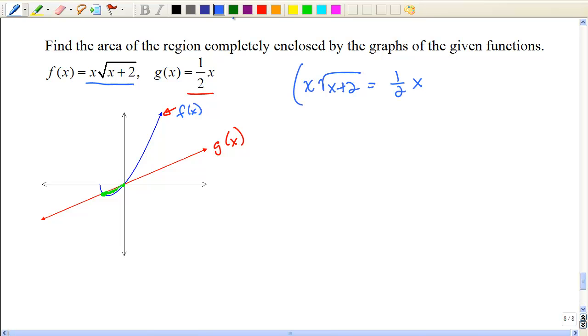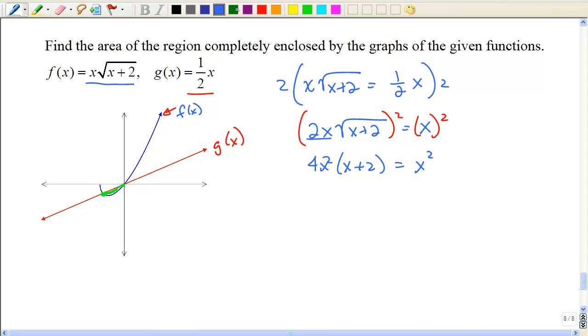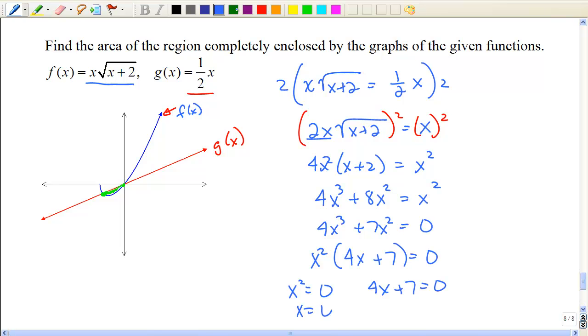I think I'm going to go ahead and multiply both sides by 2 to get rid of the fractions. Now I need to get rid of the square root, so I'm going to square both sides. So I've got to square that, that's 4x squared, and when I square the square root, it just goes away. So I'm going to distribute that, subtract, so I get 2 points of intersection. The 0 looks very reasonable, and that should be a negative 7/4.